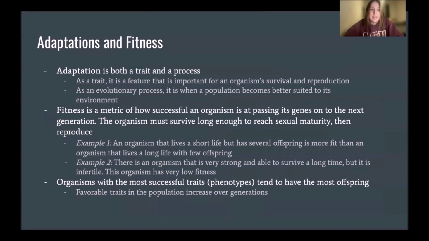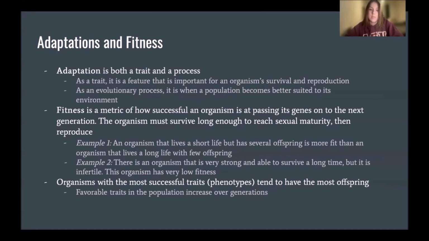Adaptations and fitness. Adaptation is both a trait and a process. As a trait, it is a feature that is important for an organism's survival and reproduction. As an evolutionary process, it is when a population becomes better suited to its environment. Fitness is a measure of how successful an organism is at passing its genes on to the next generation. So the organism must survive long enough to reach sexual maturity and then reproduce.